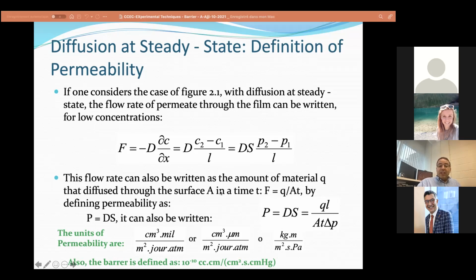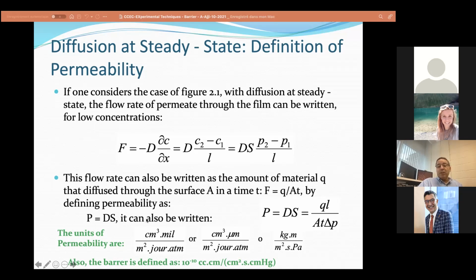If you designate by Q the amount of material that diffused through a certain surface A in a time t, then using this equation, the permeability can be written as Q times thickness L, divided by A times t times delta P, the pressure difference. For those of you who work in this area, a variety of units are used. The SI units are kilograms, meters divided by square meters, seconds, and pascals. But we do have many other types of units.